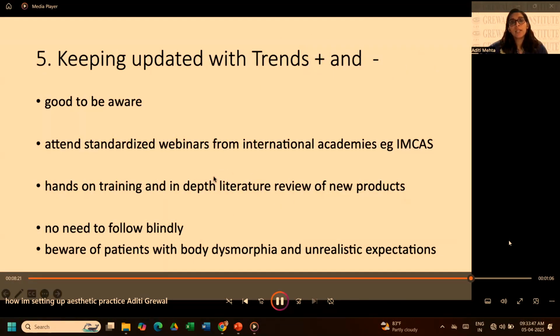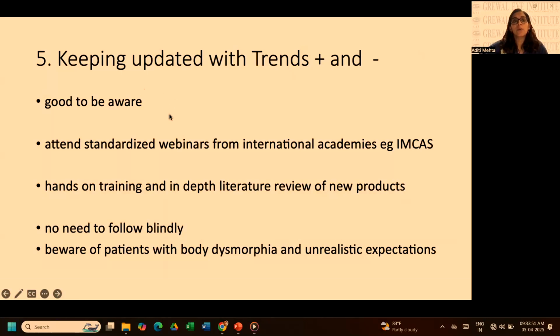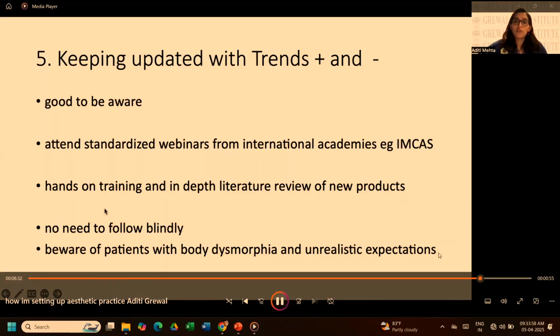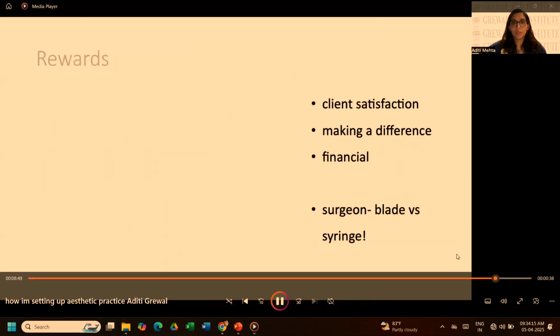The next step would be keeping updated with trends. So it's good to be aware about what all is there in the market, what new things are coming. Do attend standardized webinars. A hands-on training and in-depth literature review of new products should always be done, but there is no need to follow blindly. And you must be aware of patients with body dysmorphia and unrealistic expectations who come in bringing standardized images of models and say, hey doctor, make me look like this. I really want to look like this. So those are certain things where you need to know where to be careful and where to say no.